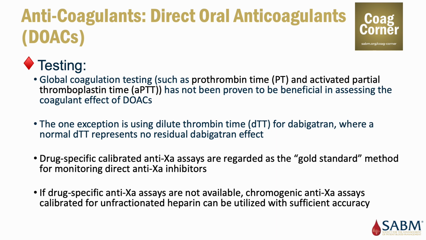Global coagulation testing, such as prothrombin time and activated partial thromboplastin time, have not been proven to be beneficial in assessing the coagulant effect of DOACs. The one exception is using dilute thrombin time for dabigatran, where a normal thrombin time represents no residual dabigatran effect.